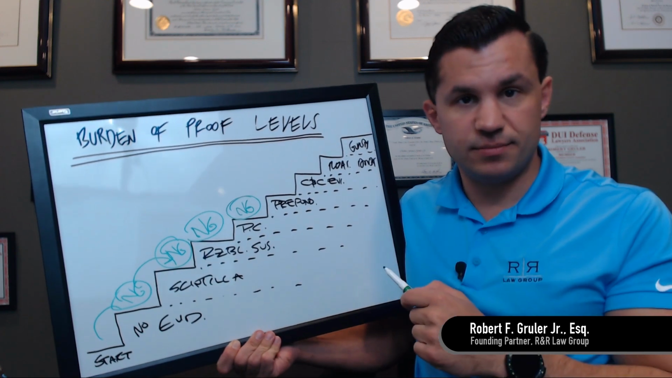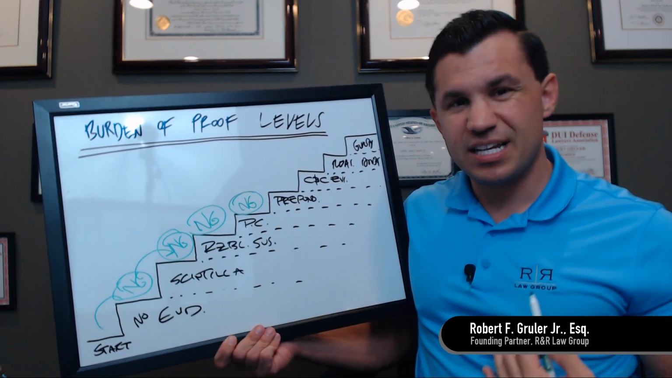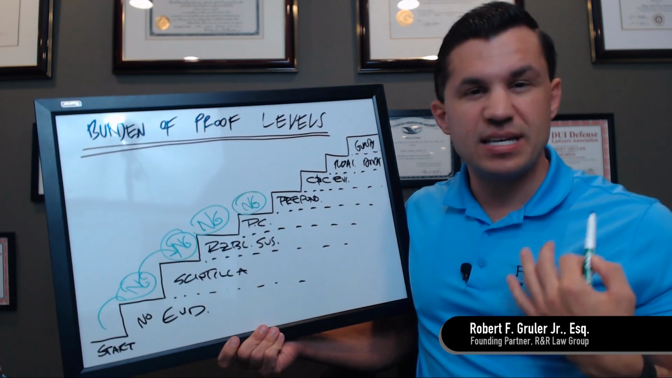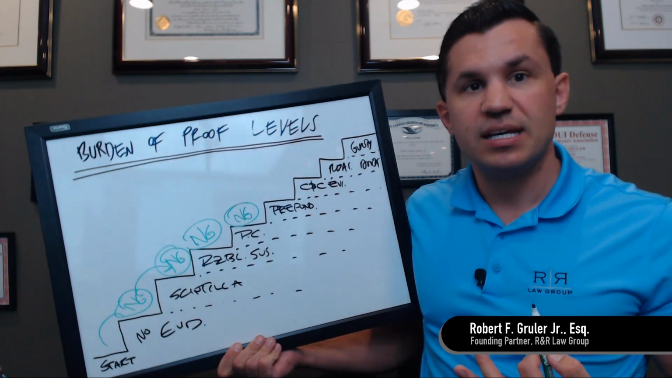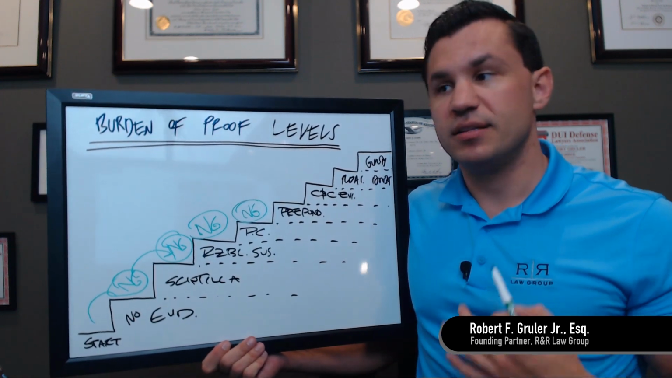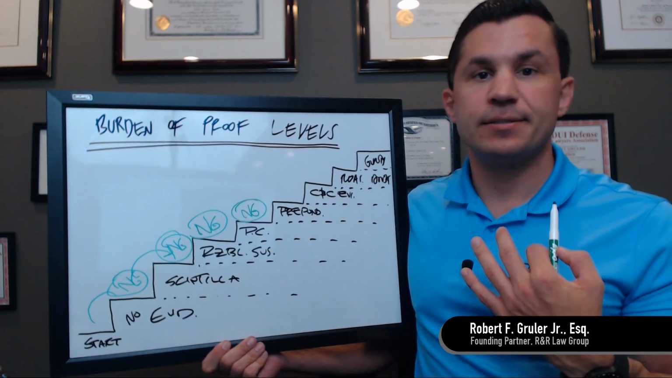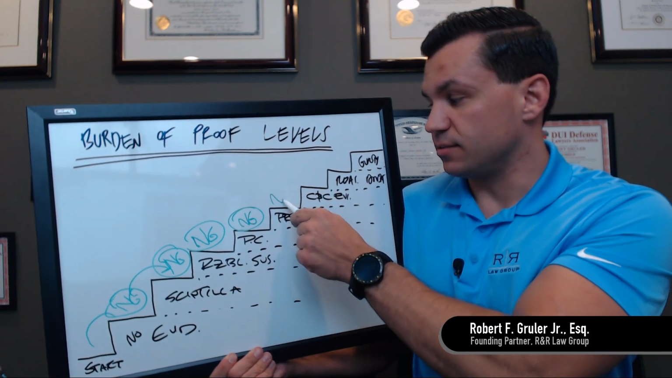The next level up is what's called preponderance of the evidence. This means that it's more likely than not, based on the preponderance of the evidence, based on everything that has been presented, that this actually happened, that this person did it, and still not guilty. Still not guilty here.